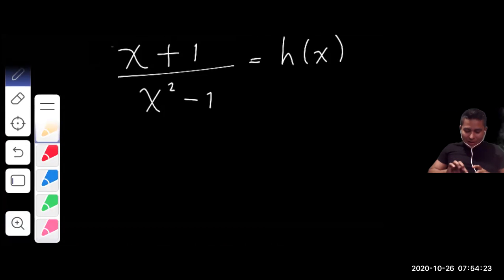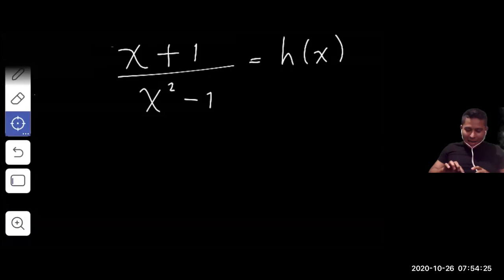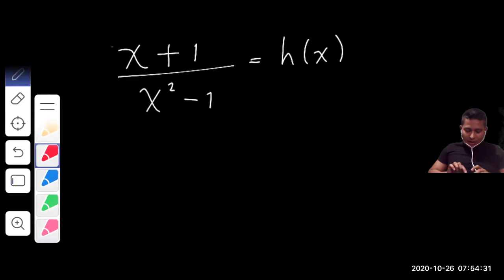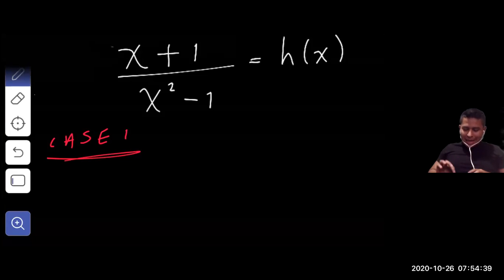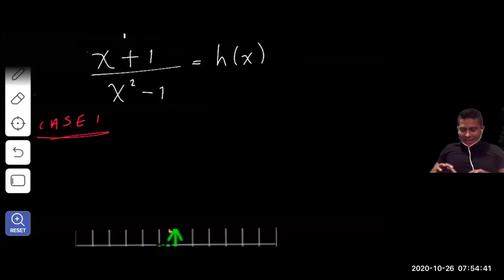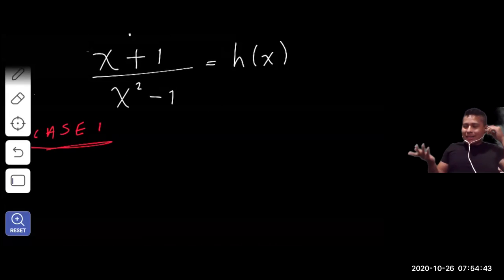Just notice that. Even though we have x, this is x squared, x to the first. This is the first case because the denominator is greater than the numerator. You just identified that: case 1. That's it.